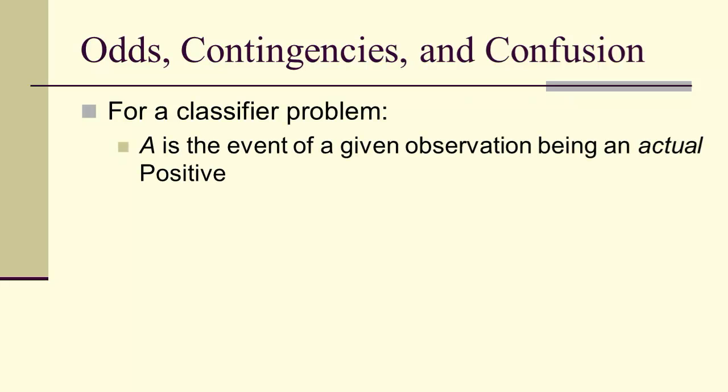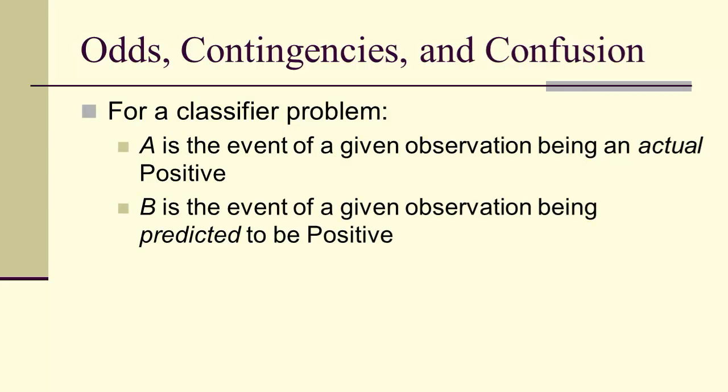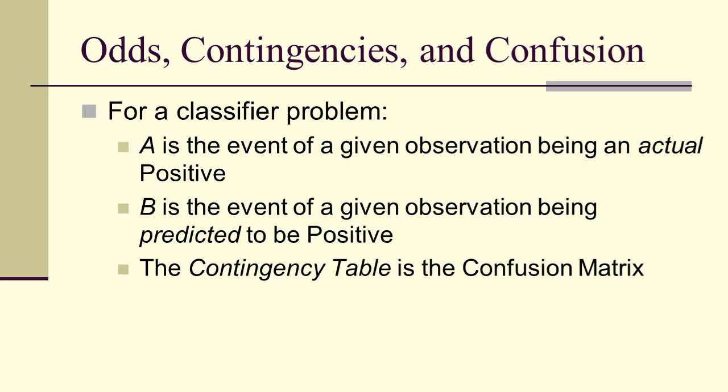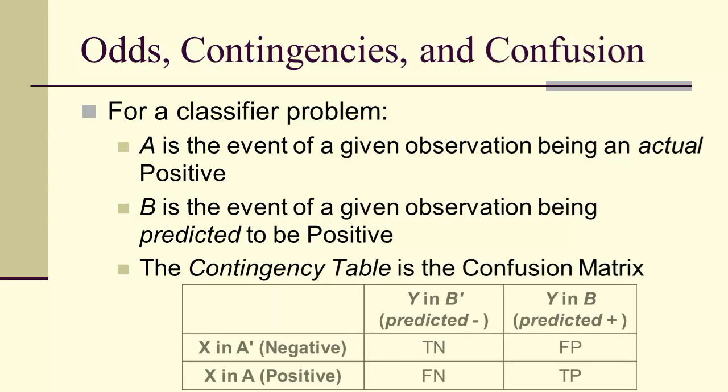So for a classifier problem, A tends to be the event of a given observation being an actual positive. B is the event of a given observation being predicted to be positive. And the contingency table then becomes the confusion matrix. So we have event A, it really is negative or positive, and B, it's predicted negative or predicted positive.